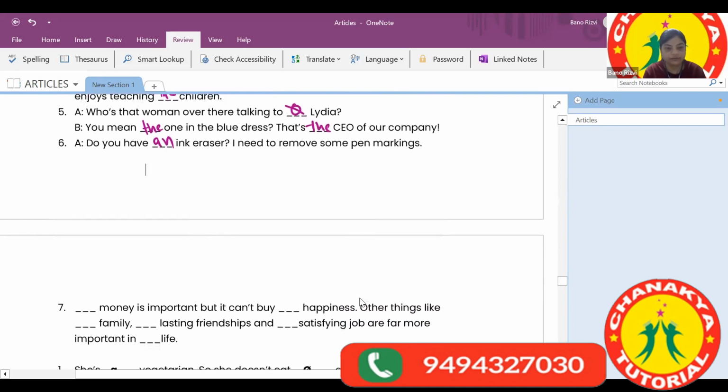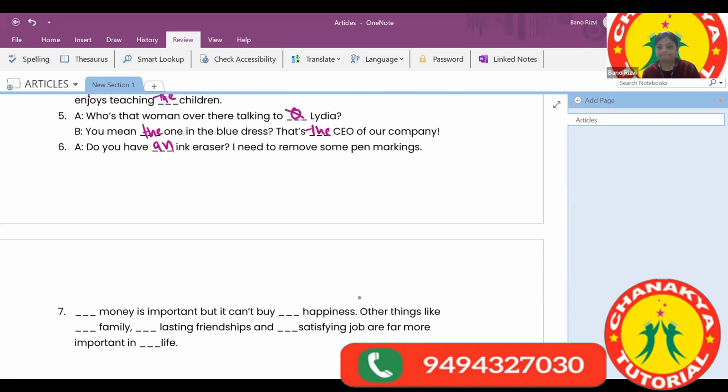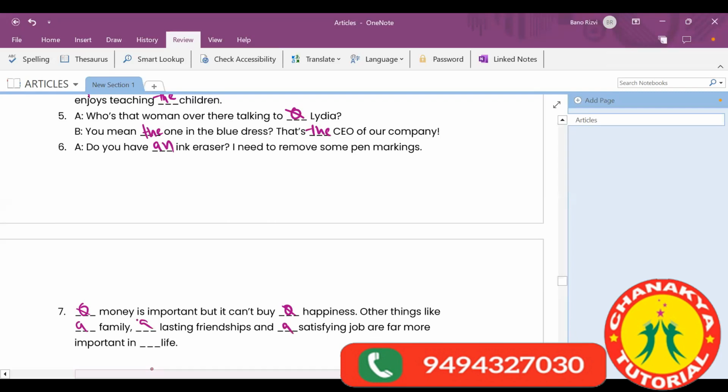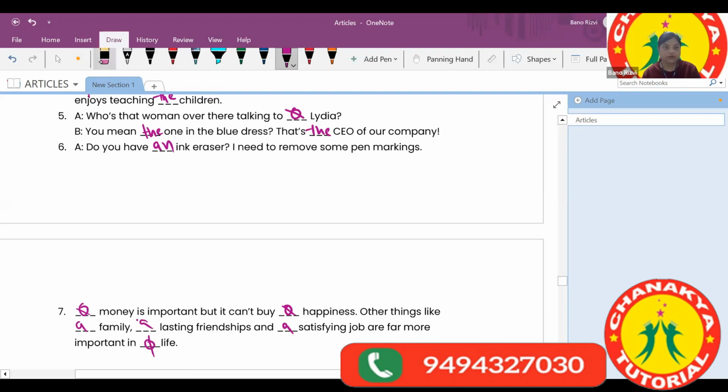Who's going to do the seventh one? Okay, continue. Money is important, but it can't buy happiness. There will be no article. Other things like a family, a lasting friendship, and a satisfying job are far more important in life. In the life? The life. Okay, let's see your corrections.